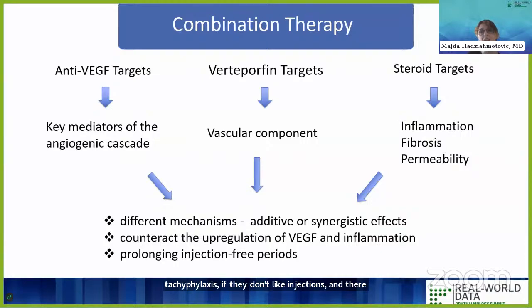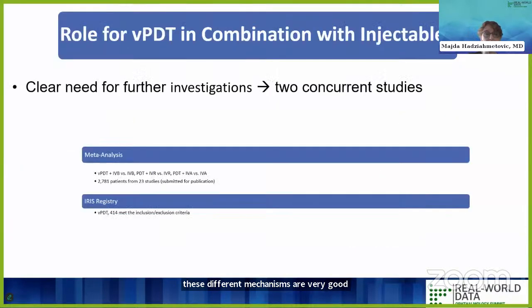The question is, what are the effects of combination therapy? Anti-VEGF therapy targets the key mediators of the angiogenic cascade, and verteporfin targets the vascular component, mostly choroidal. Adding synergistic corticosteroid treatment post-PDT provides anti-inflammatory, anti-fibrotic, and anti-permeability properties, and these different mechanisms are very good to provide better success in the treatment, so that we can increase the duration in between the injections.